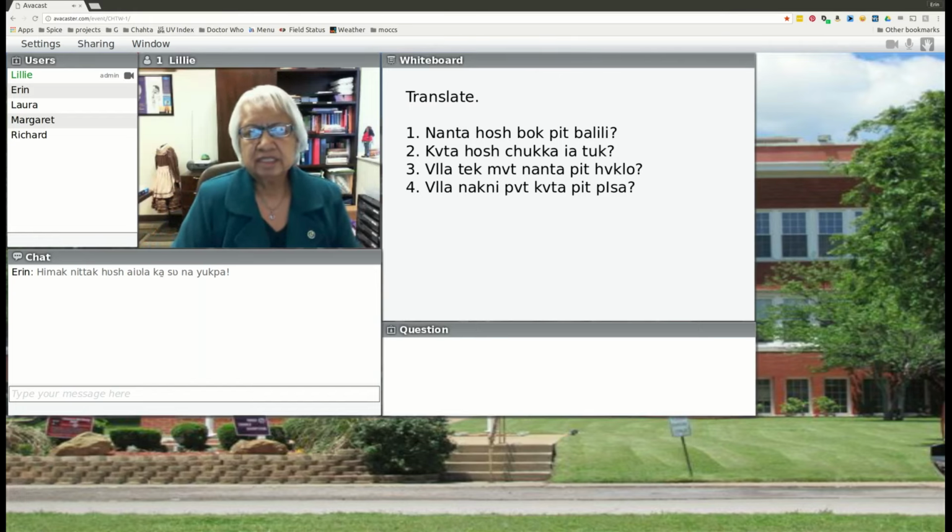So looking at these sentences, you can clearly see the subject first in each one of these sentences, and then the verb at the end of the sentence. In the place of the object, you see the words nanta and kata. So this is fairly easy to see by following the parts of the sentence: subject, object, and verb.